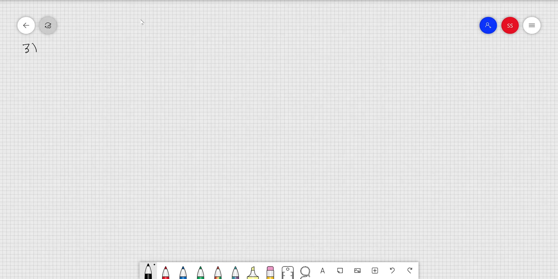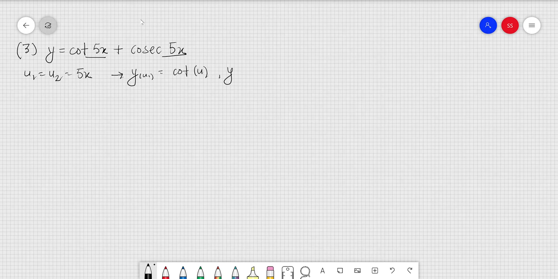Let's look at example number 3. If we have y equals cot 5x plus cosec 5x. This is a function which is pretty much similar to example number 2 we looked at. So let us assume u1 equals u2 equals 5x. Then our function y with respect to u1 would be cot u, and then y with respect to u2 would be cosec u.